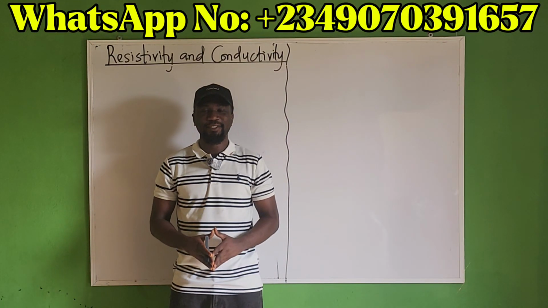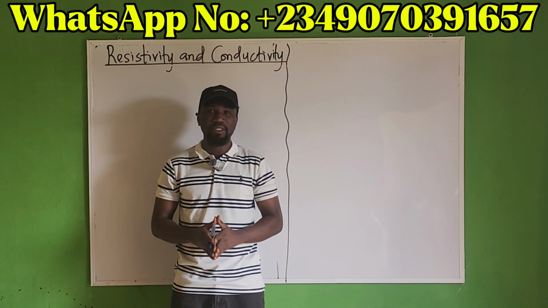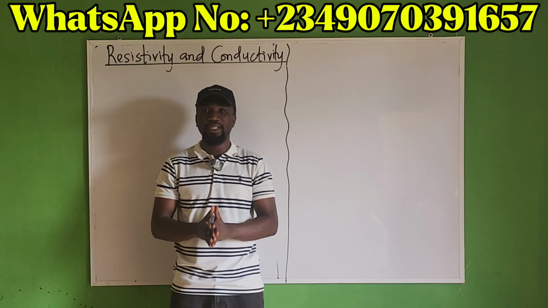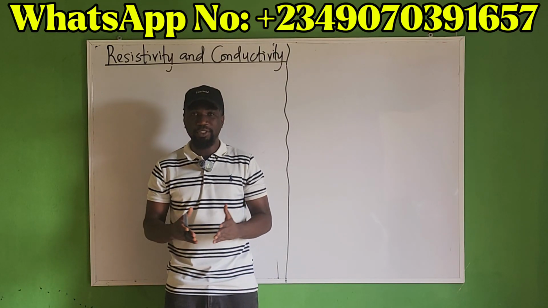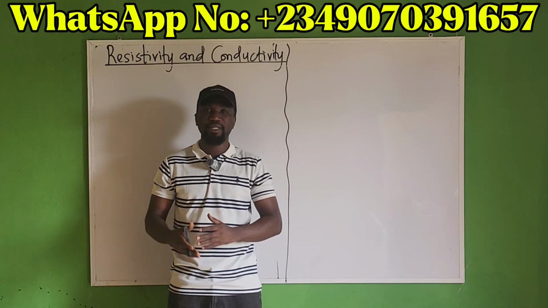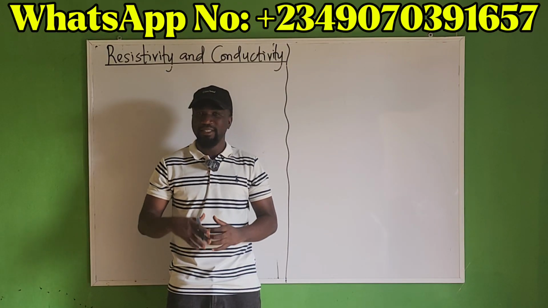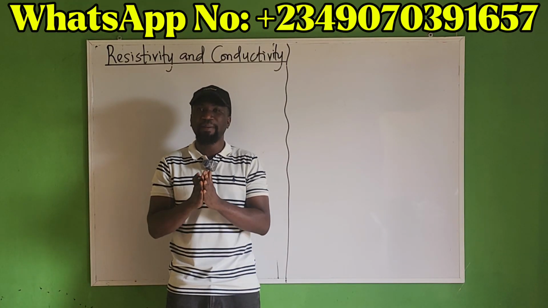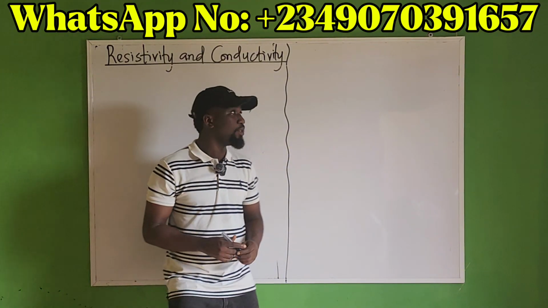Hi scholars, in this video we are going to be dealing with a very important aspect of physics, and that is resistivity and conductivity. So what is resistivity? By definition, the resistivity of a material is the ability of that material to resist the flow of current. Again, resistivity of a material is the ability of that material to resist the flow of current.